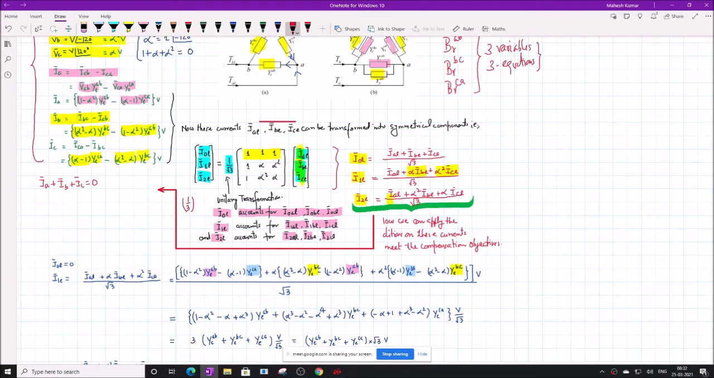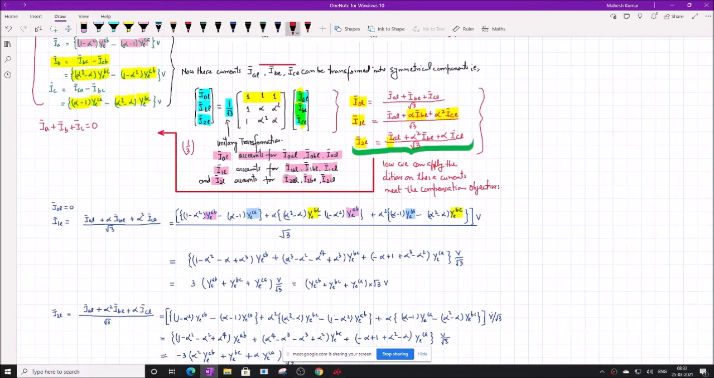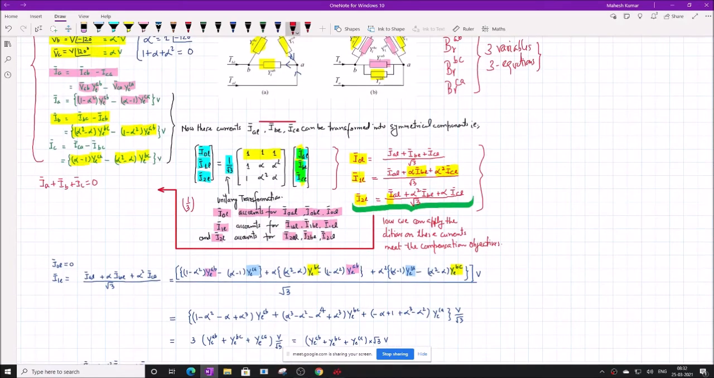And now let us examine these components very carefully. The first one is the zero sequence I0L. I0L is 0. Why? Because this sum is 0. Okay. The sum of the phasors of three phase currents is equal to 0. I have not added L here, but by default L is there. So the zero sequence load current is equal to 0.